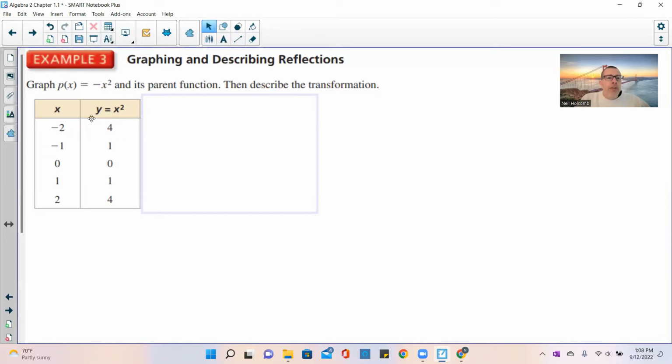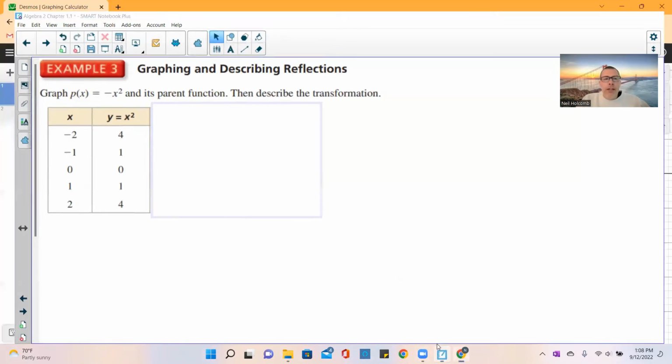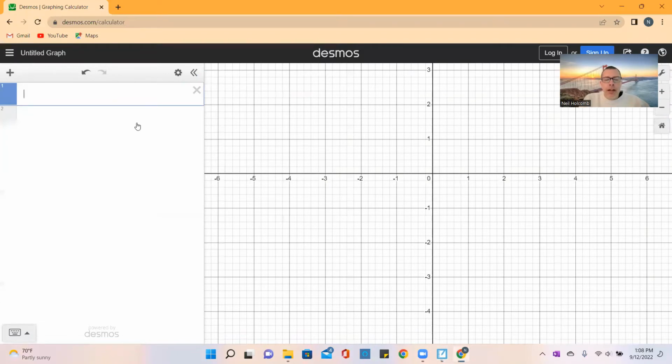So -2 squared is +4 because a negative times a negative is positive. -1 times -1 is 1. 0 times 0 is 0. 1 squared is 1, and 2 squared is 4. So I'm going to graph these points. I'm going to graph -2, 4. So if I go to my Desmos here, I'm going to graph the point -2, 4. Enter.